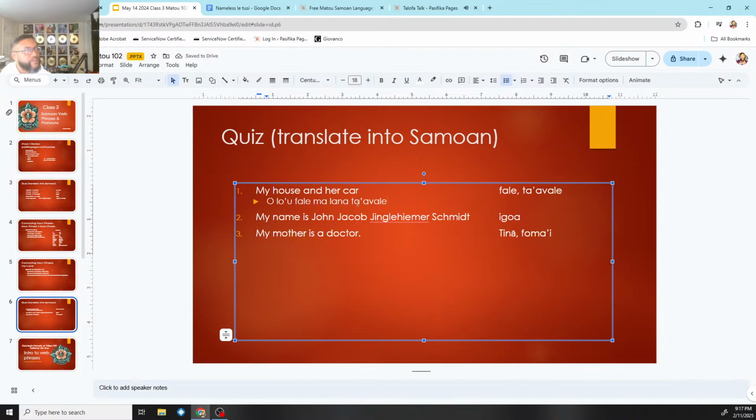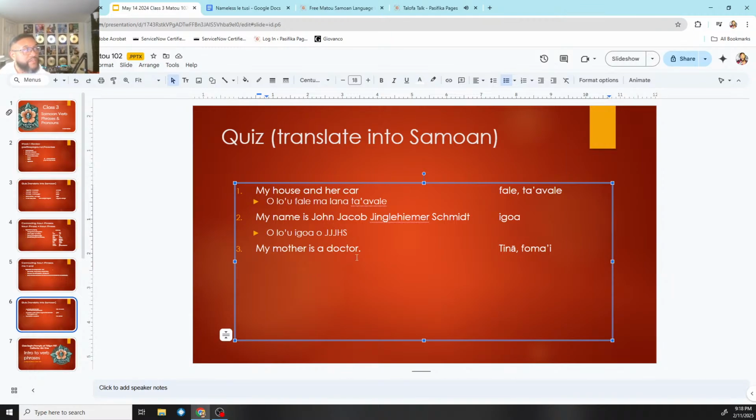All right, I don't see any questions. So ingoa. This one should be a little bit easier, if you had problems with the first one. Just like you would say o lo'u igoa o Viliamu, o lo'u igoa o Fulutusi, or whatever your name is, you can fill it in right there. This guy's name is John Jacob Jingleheimer Schmidt. So if we were to say o lona igoa, and then you just put his name, John Jacob Jingleheimer Schmidt. O lona igoa o JJ.